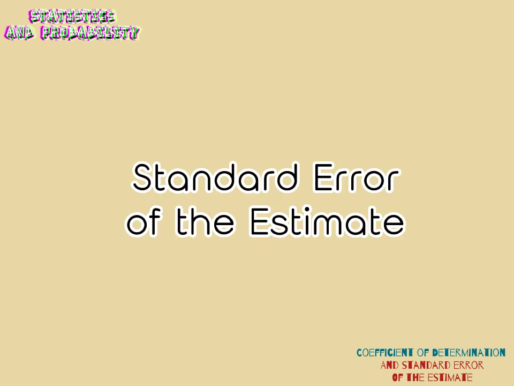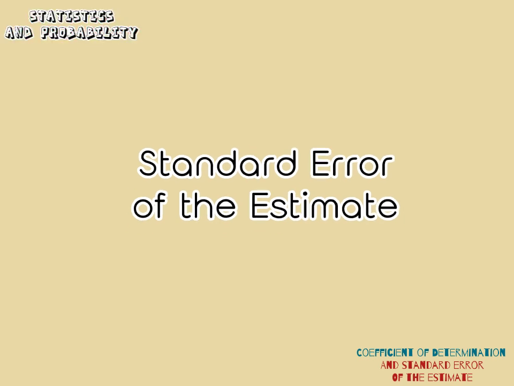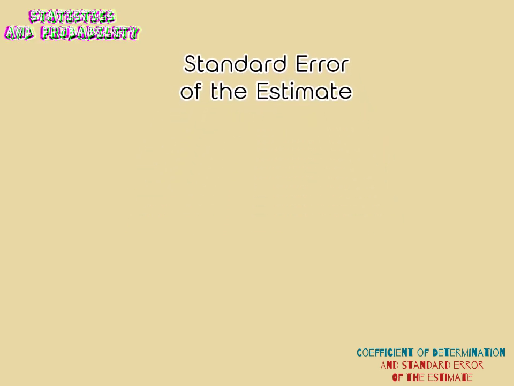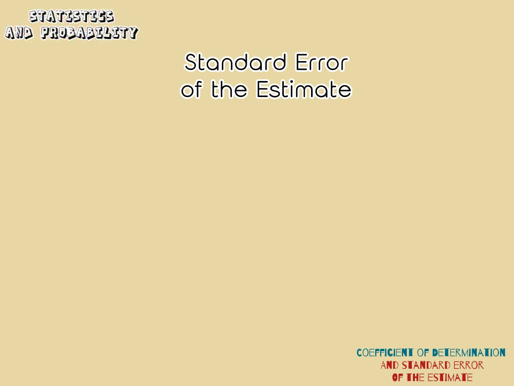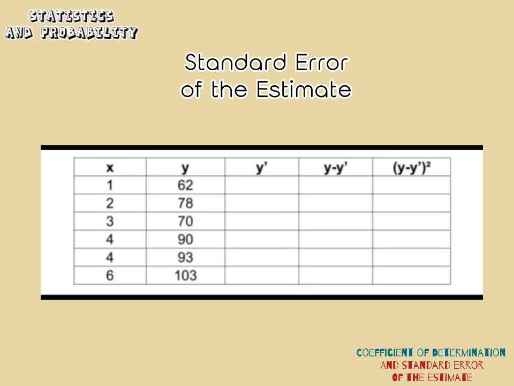Next step is to find the standard error of the estimate. The standard error of the estimate is the estimation of the accuracy of any predictions. It is simply denoted as s_est. Now, let's try to solve this example. So we got the first step, to make a table as shown.